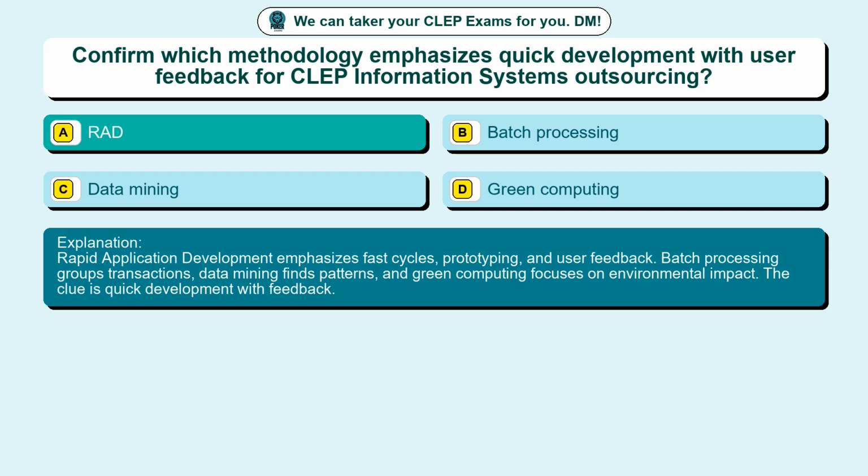Rapid application development emphasizes fast cycles, prototyping, and user feedback. Batch processing groups transactions, data mining finds patterns, and green computing focuses on environmental impact. The clue is quick development with feedback.